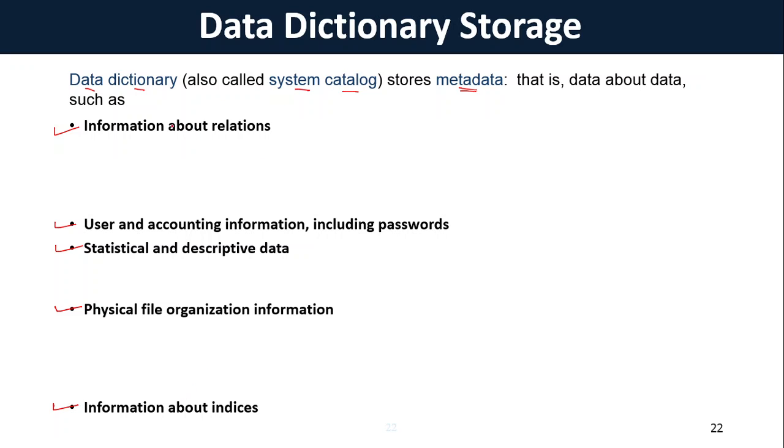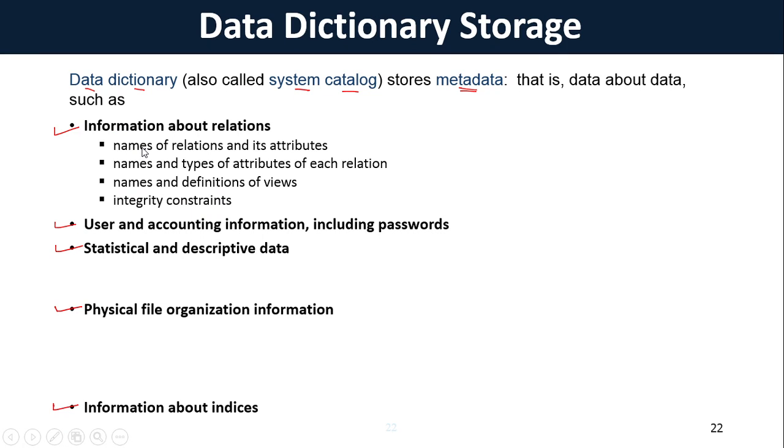Now let us see one by one. What are we storing under information about relations? We know that in our database schema we have multiple relations, right? And every relation has attributes. Every attribute is described with some type, right? Similarly, we have some integrity constraints that are imposed, like what is the primary key of the relation, what are the foreign keys in the relation, likewise. All this information about the relations is being stored in the data dictionary.